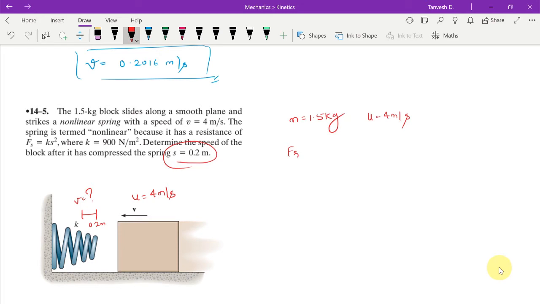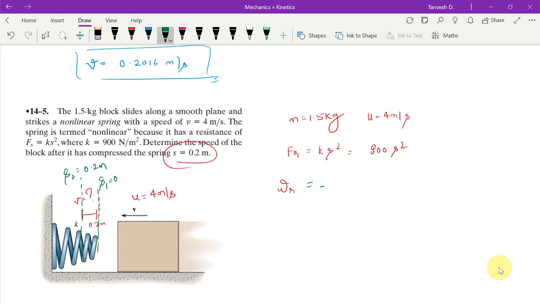Fr I will write, since here it is given as Fs, but I write it as Fr since that is our terminology. Fr is Ks square, where K is 900 newtons per meter, so I'll write just 900 s square. Now, work done by the resistance. At position 1, the spring is uncompressed or unstretched, so s1 is equal to 0, s2 is equal to 0.2 meters, right?